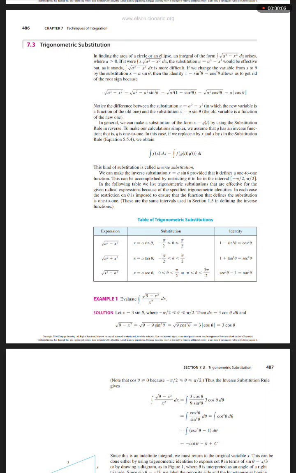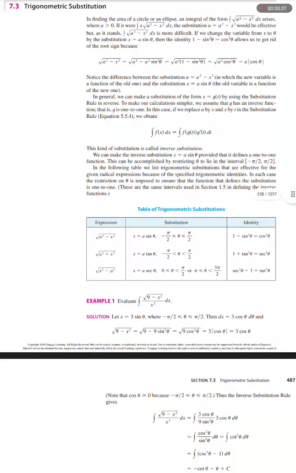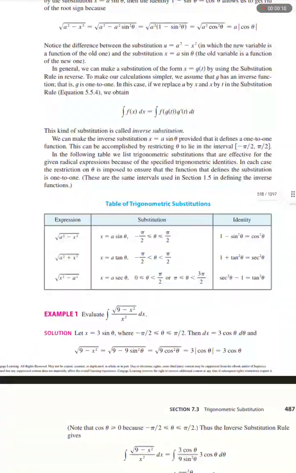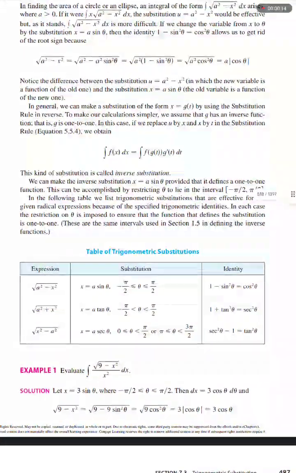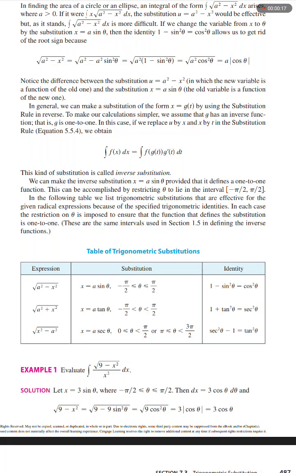7.3 Trigonometric substitution. In finding the area of a circle or an ellipse, an integral of the form the integral of the square root of a squared minus x squared dx arises, where a is greater than 0.